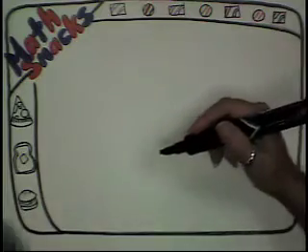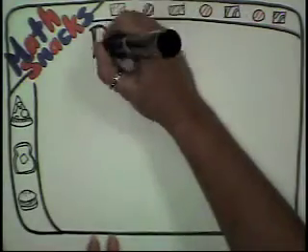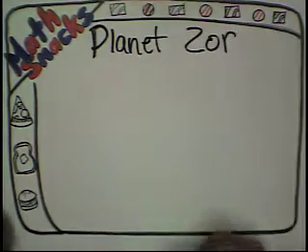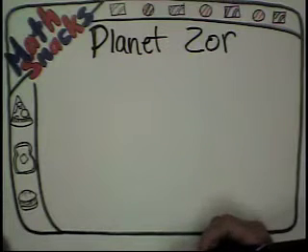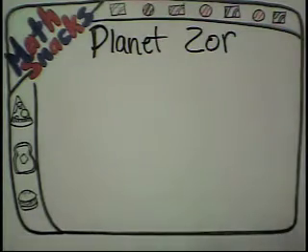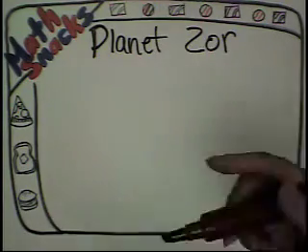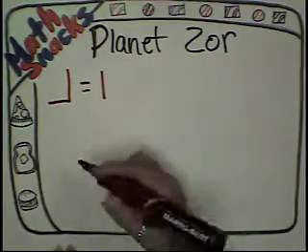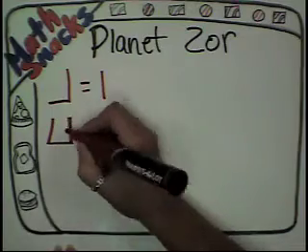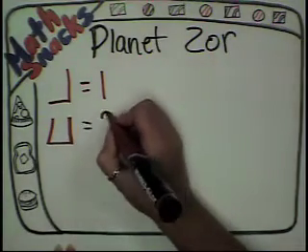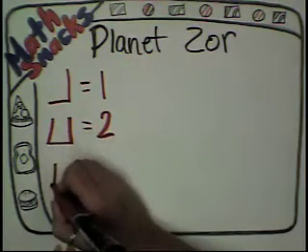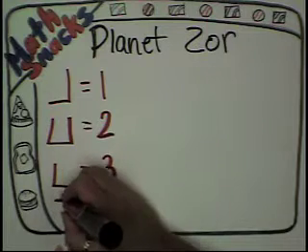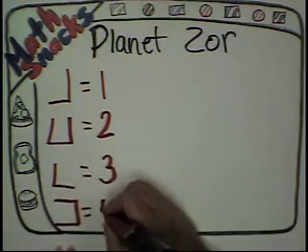We'll say we're in the world of, what planet should we be on? Planet Zor. That's our imaginary world. Planet Zor. And you're going to have to memorize your math facts. So let's do this. Let's make this shape equal 1. And we're going to do 2 lines going this way equal 2. And this shape will equal 3. And this shape will equal 4.